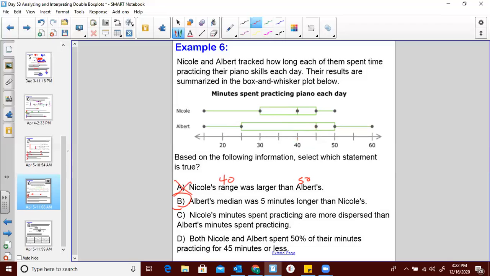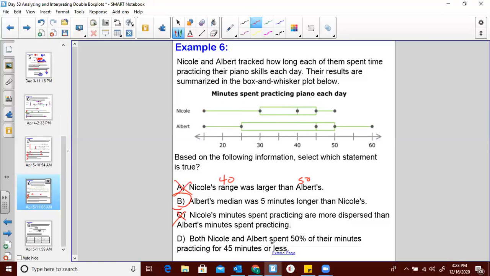Nicole's minutes spent practicing are more dispersed than Albert's minutes spent practicing. So more dispersed means that they are more spread out, right? It means that the minutes are more spread out. And you can just tell by looking at it. Look, Nicole's box plot is more compact than Albert's box plot. So Nicole's minutes were not more dispersed.